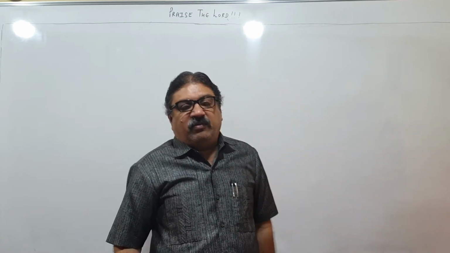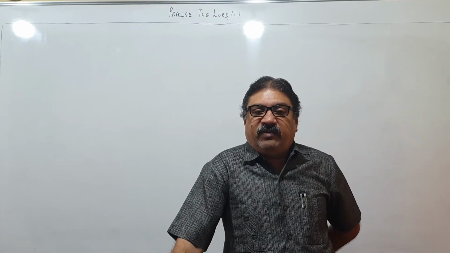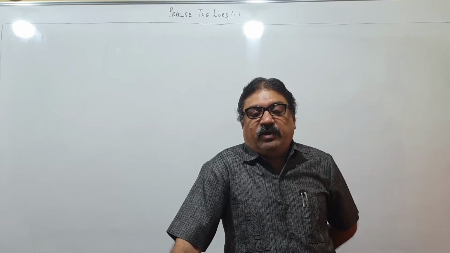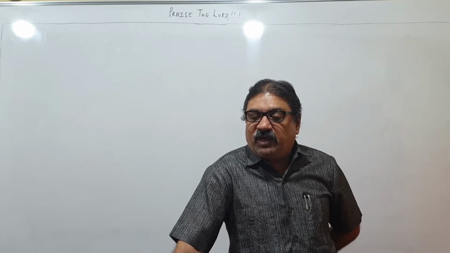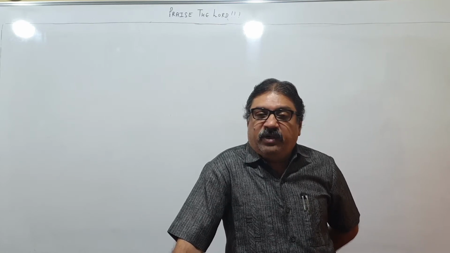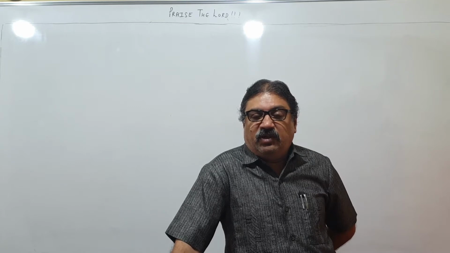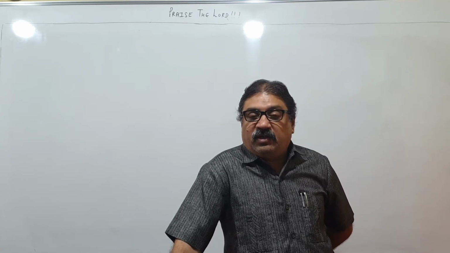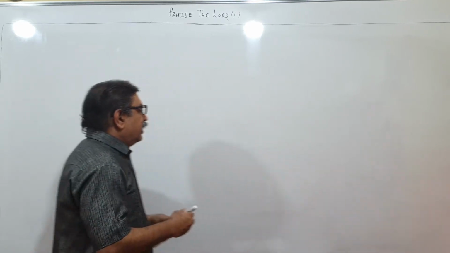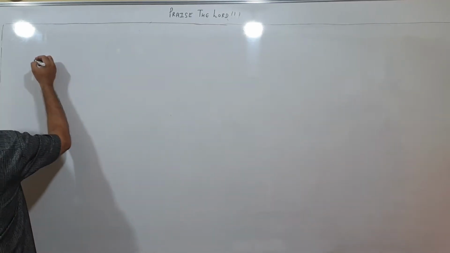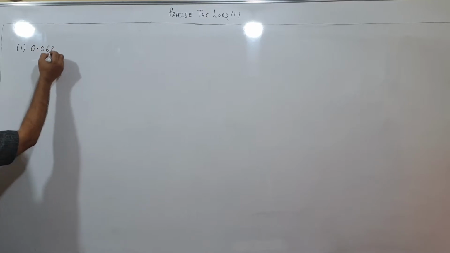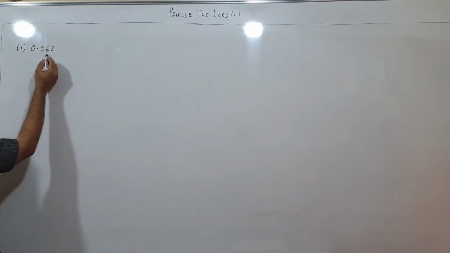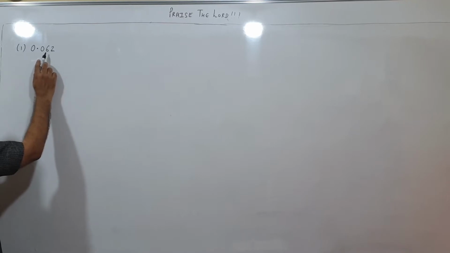So children, first of all please remember, if you write a number in a scientific form, then the decimal point should come after the first non-zero digit starting from the left. So supposedly I have got a number like 0.062. So decimal point should be here because from the left if I see, this is the first non-zero digit. So I should write decimal point over here.